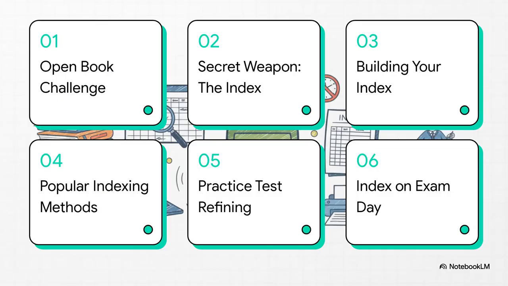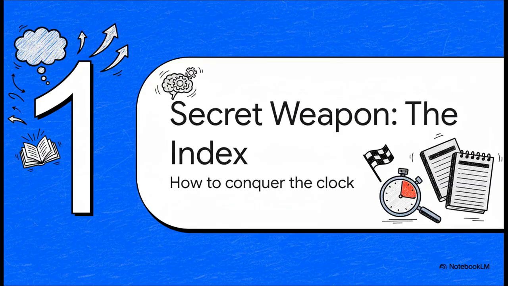So here's our game plan. We're going to tackle the open book challenge head-on. Then I'll introduce you to your secret weapon, the index, and we'll walk through exactly how to build it. We'll look at some popular methods, cover how to fine-tune it with practice tests, and finally, how to use it on the big day. This brings us to the solution, the absolute key to conquering that clock. We're talking about the index.